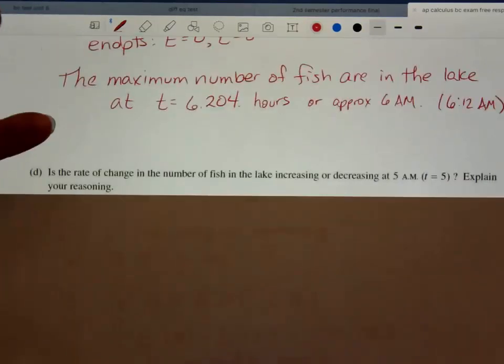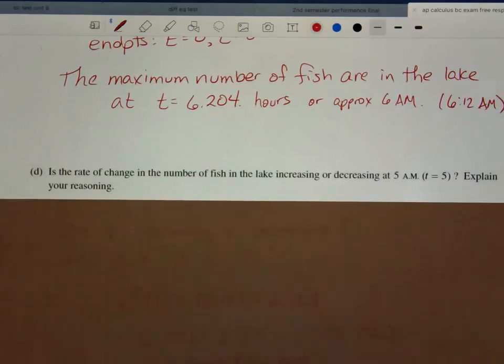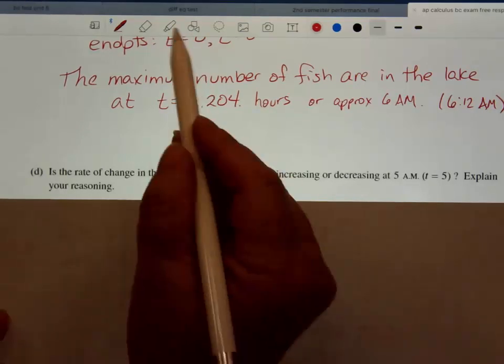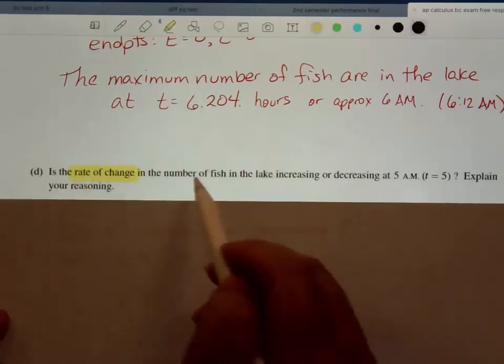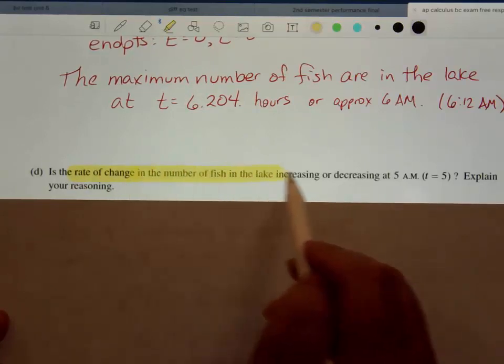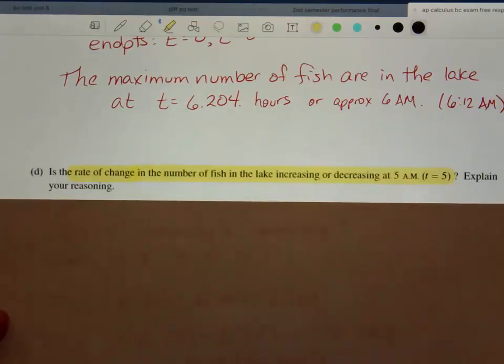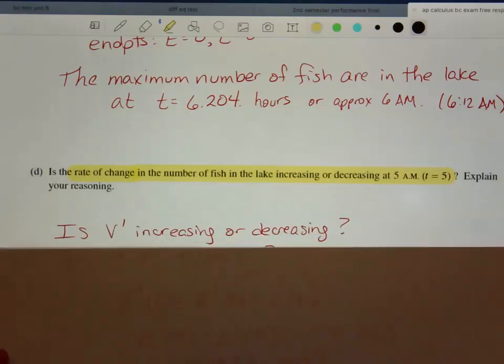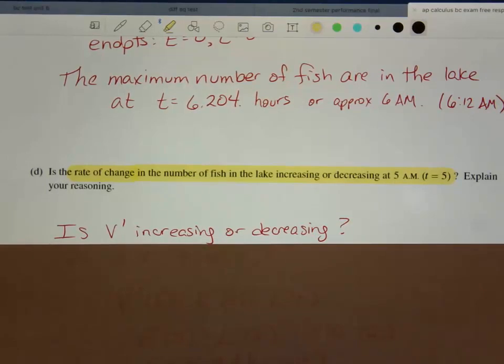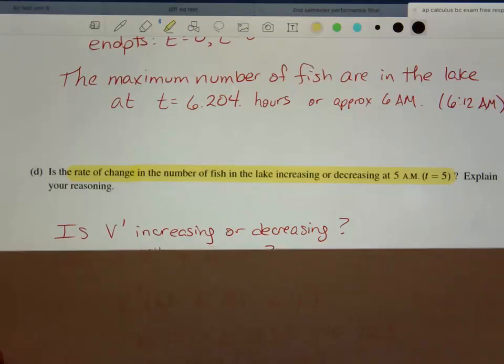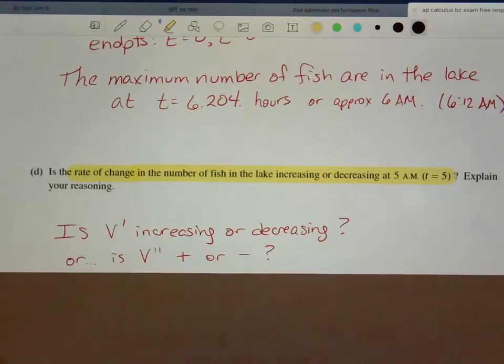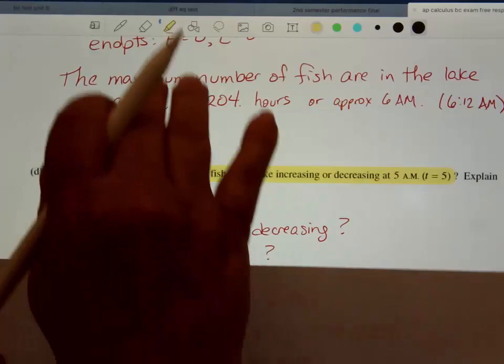All right, part D. This one was tricky, and this is the one I was talking about in class that I actually missed the first time I did it. It says, is the rate of change in the number of fish in the lake increasing or decreasing at time 5, explain why. Now, it's asking, is V prime, the rate of change of the number of fish, increasing or decreasing? And that actually means, is V double prime positive or negative? That's what we're really wanting to know.